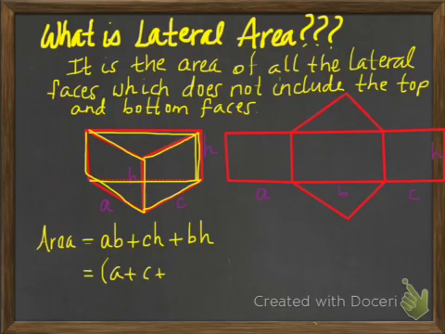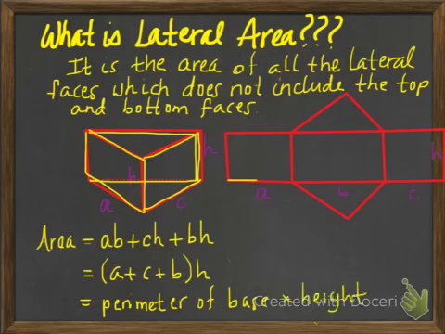Now, if you remember from algebra, we can factor out the A, the C, and the B. We can pull all those out to the front of our equation, which is where I stopped the video. So if you finish watching the video you'll see the B come out, and then multiply that by the H. So what we have here is the perimeter of the bases times the height.